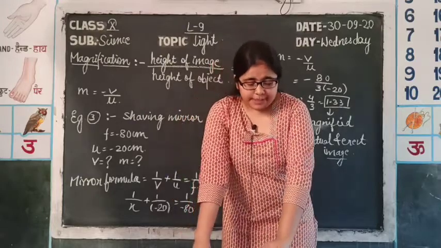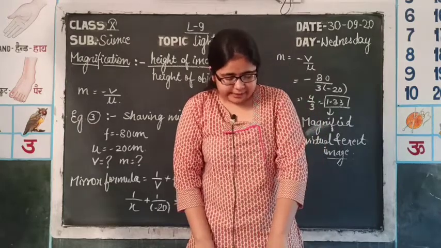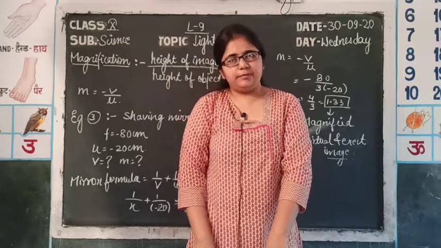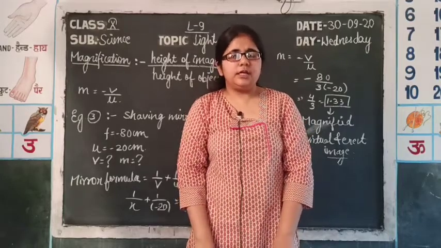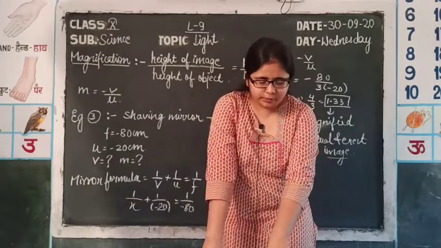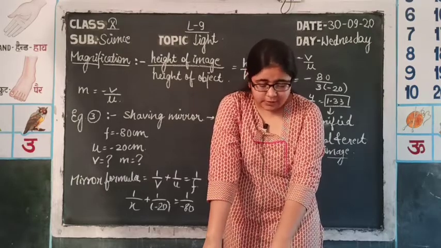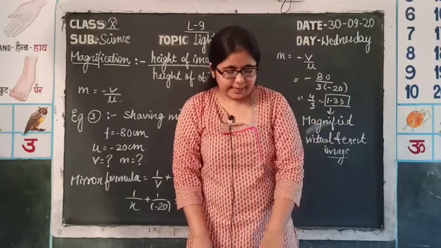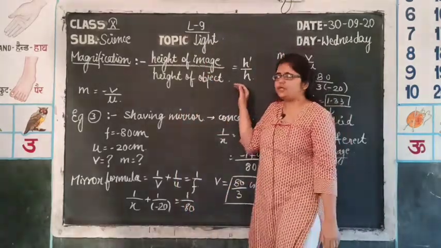First of all, page number 114, example 3. A shaving mirror is at 20 centimeter from the face of a person. In this question, a shaving mirror is given, and I have told you in the previous class that shaving mirrors are concave mirrors, so that the image of our face becomes large and you can see properly while doing your work. If the focal length of the shaving mirror is 80 centimeter, then find the distance of image from the mirror, that is, you have to find v, and the magnification of the mirror, that means you have to find the comparison of size between image and object.